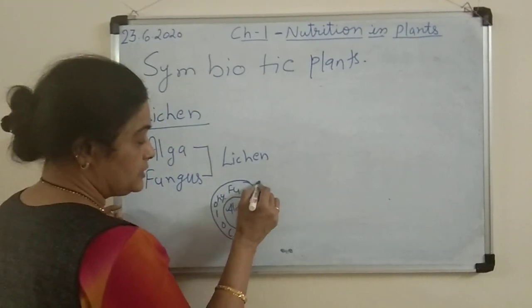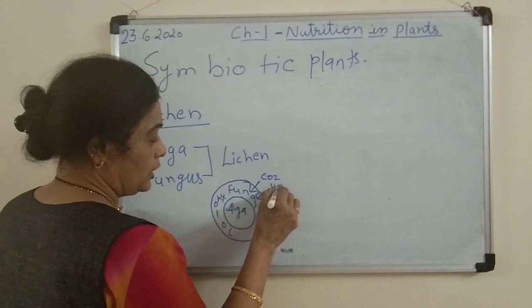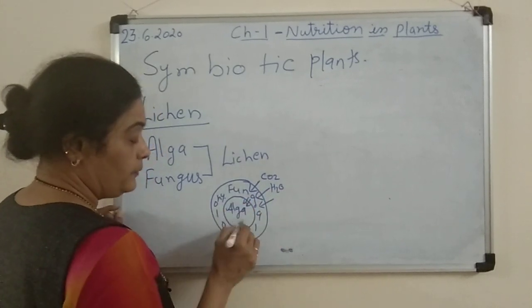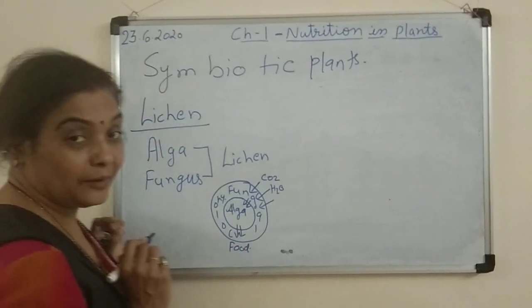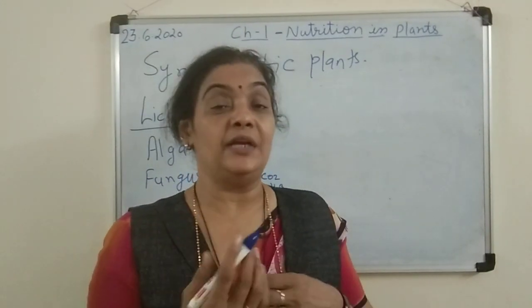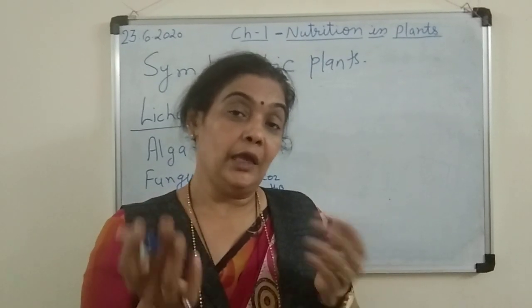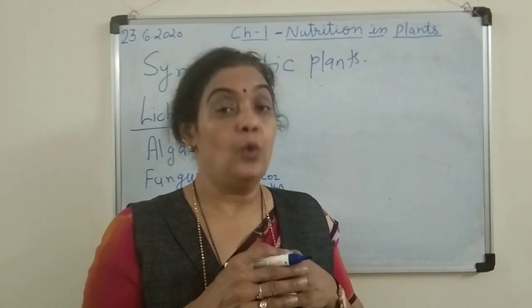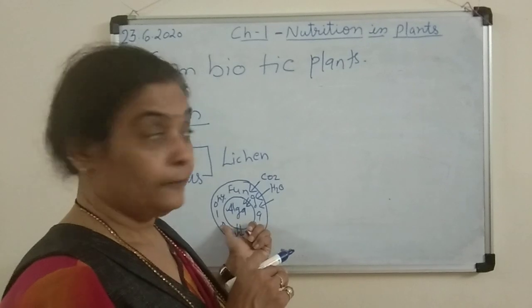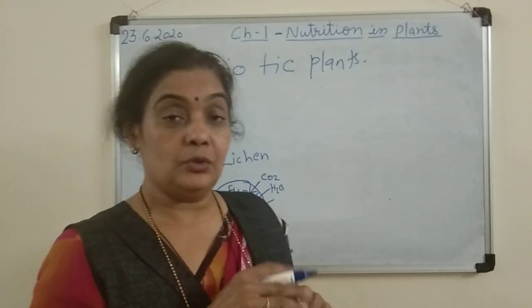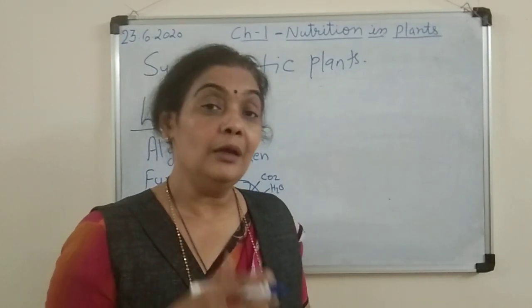These fungi absorb carbon dioxide and water and supply them to the algae. Algae in return give food to the fungi. So this is a mutually benefiting association. Algae manufacture food, providing it to fungi. Fungi in return absorb minerals, water, carbon dioxide and also provide shelter to the algal colony. That is why this association is known as symbiotic association and the nutrition is known as symbiotic nutrition.